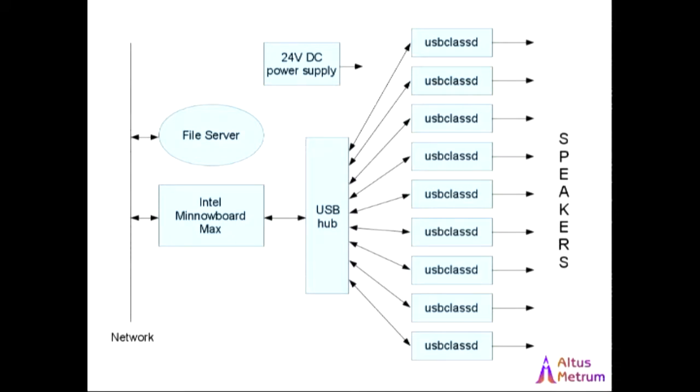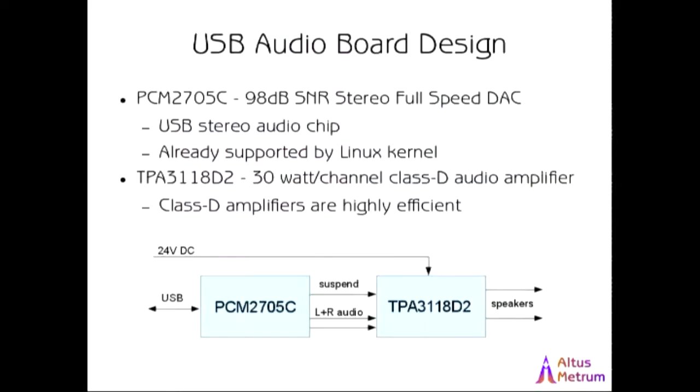And then the project name for this board is USB Class D, because it's a USB Audio Class D Amplifier. As you can see, there are nine of those, one for each of the zones, and they each drive speakers in the different rooms. So what's on this board? Well, let me go ahead and get this started around so you can look at it.